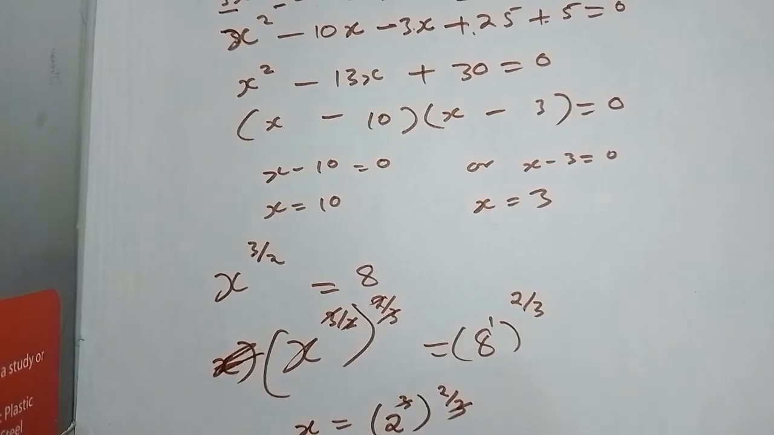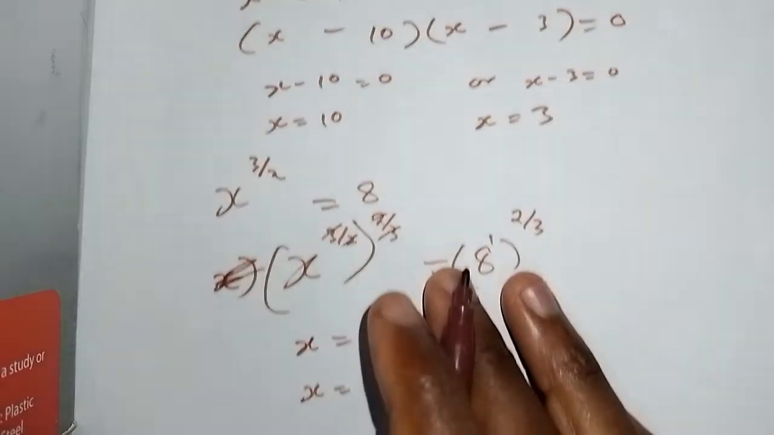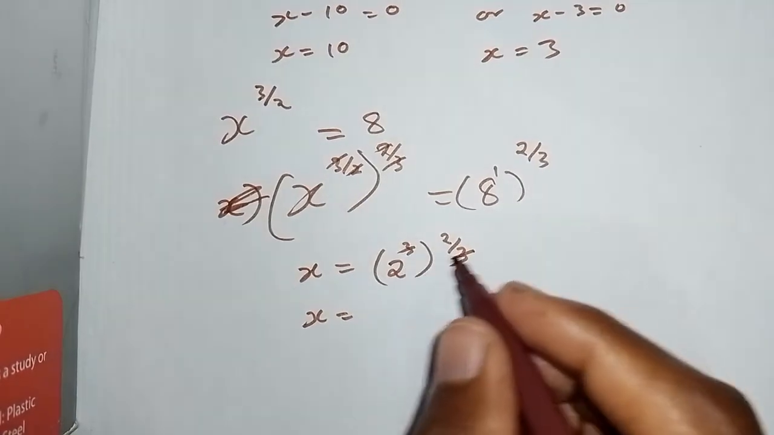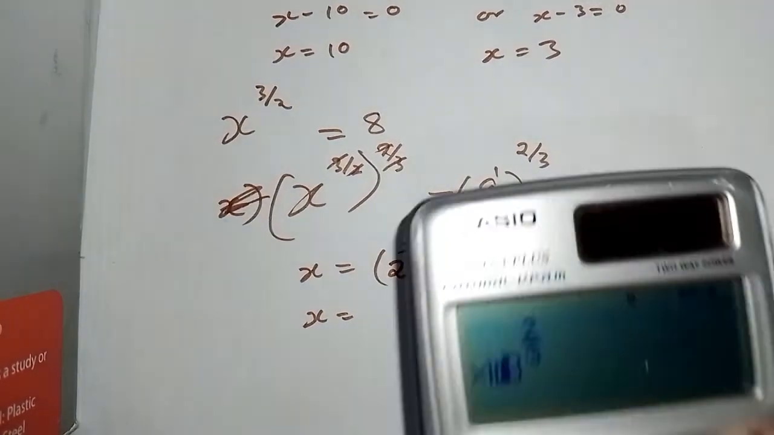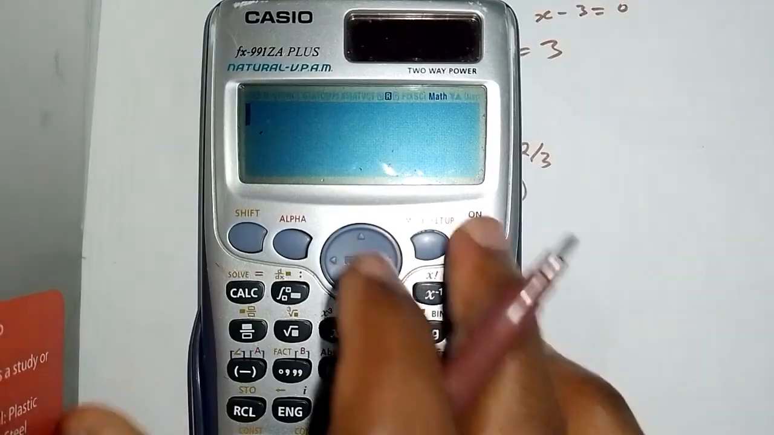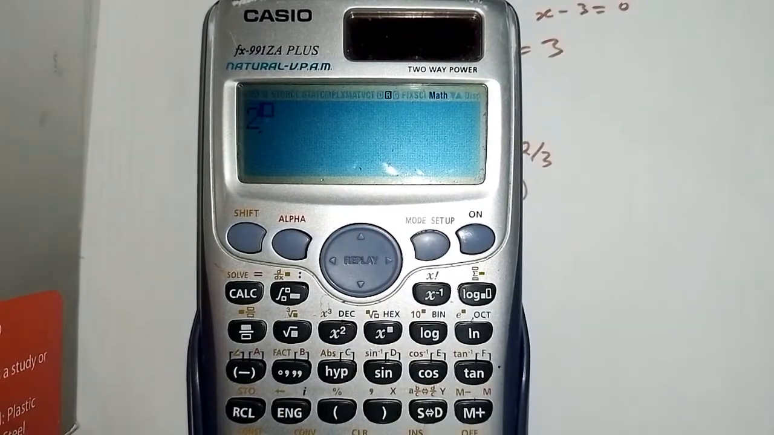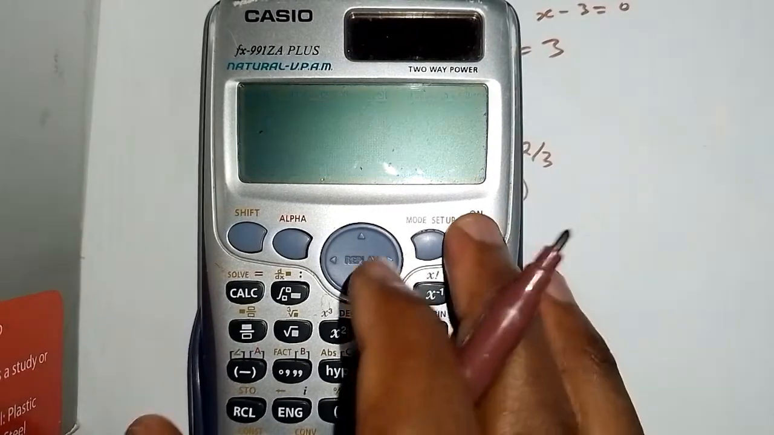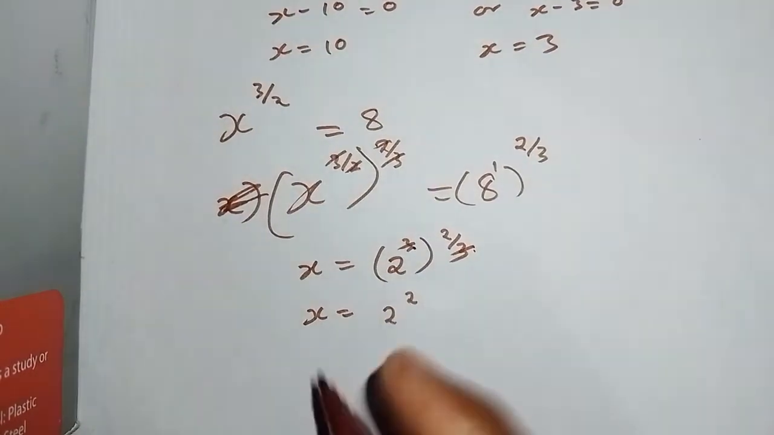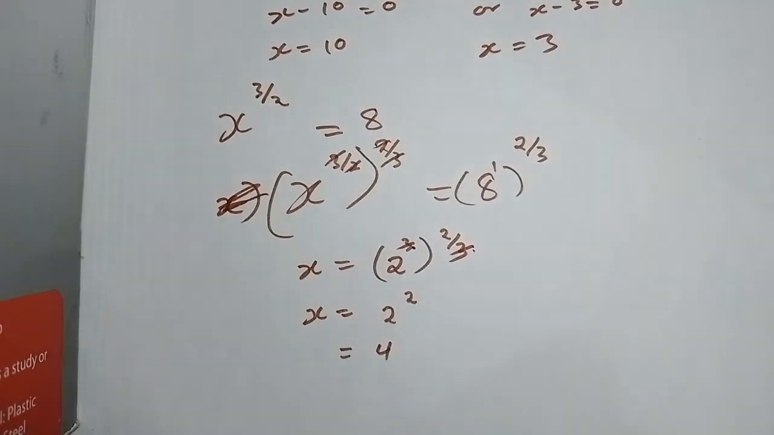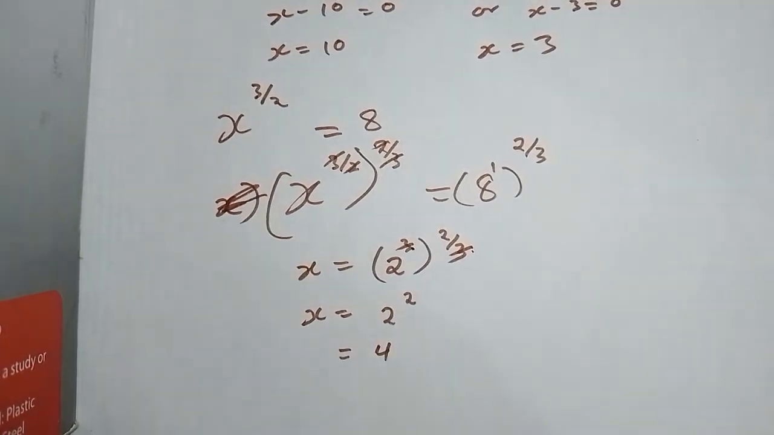3 and 3 will cancel. I'm going to have x equals, this 3 and this 3 will cancel. Remember, this can be written in exponential form. Your 8 can be written in exponential form. When I say 2 to the power 3, it will just give me 8, right? Then I'm left with 2 to the power 2. This will just give me 4, right? I hope you understand. I hope everything is clear.